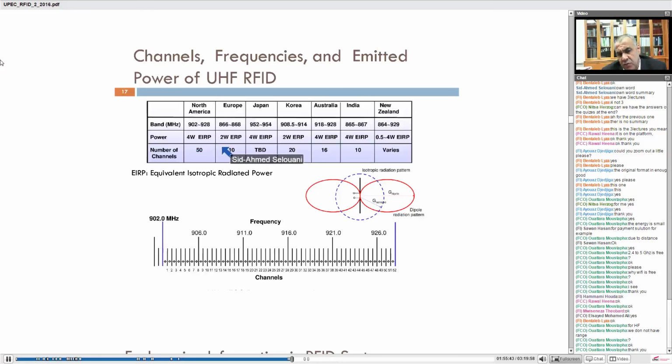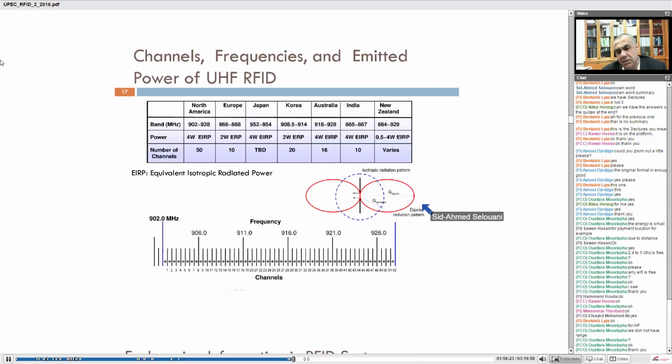If you compare with Europe, France for example, you have 866 to 868 megahertz, a very small number of channels, and you have to limit your power to 2 watt ERP, which, to have equivalence, you have to multiply by 1.64 to compare. This is more severe than North America. And you have other examples for other countries.